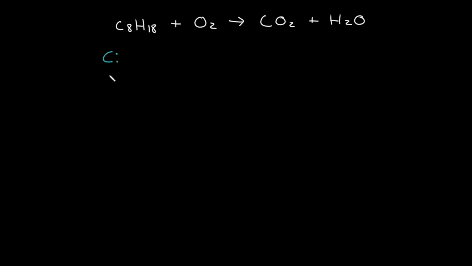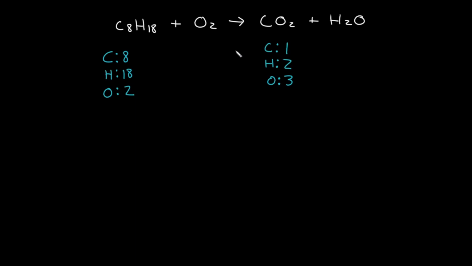C, H, and O. So we have 8 carbon atoms in the reactants, 18 hydrogen, and 2 oxygen. We have 1 carbon in the product, 2 hydrogen, and 3 oxygen. So we can start by balancing the carbon.